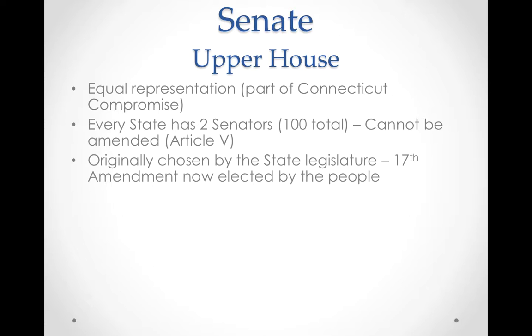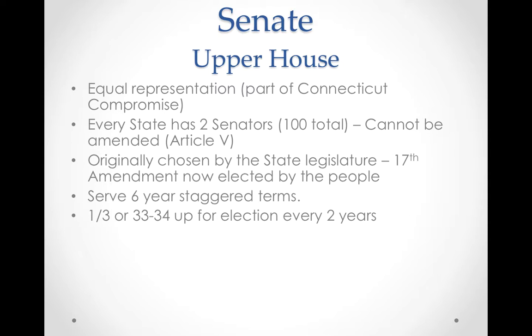They were originally chosen by the state legislature. We've talked about that, and the 17th Amendment changed that, so now the people actually elect the senators. They serve for 6-year staggered terms, and basically what that means is only 1/3, or 33 or 34, are up for election every 2 years. So this election, we talked about, there were some states that didn't even have a senator up for election. So the Senate is supposed to be this continuous body. It's never going to change all at once. So let me add this right here. I don't think I said it a minute ago.